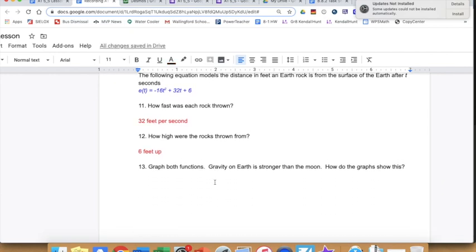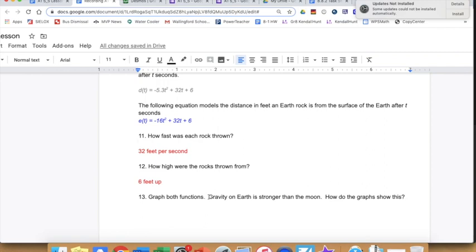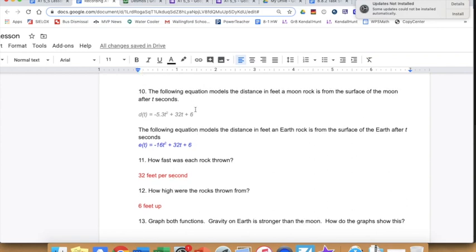And we have to graph both functions and see how we can see from the graph that gravity on Earth is stronger than the moon. Like you've probably seen those videos of astronauts jumping on the moon or walking on the moon. They sort of float gracefully, they walk, but they're in the air for longer. It takes them longer to reach the ground on the moon because gravity isn't as strong.